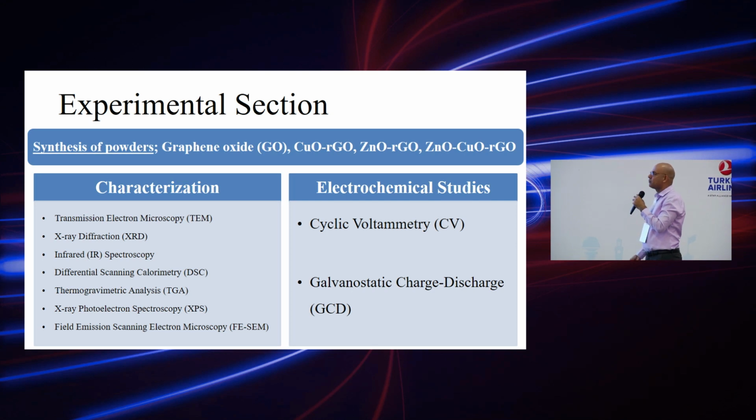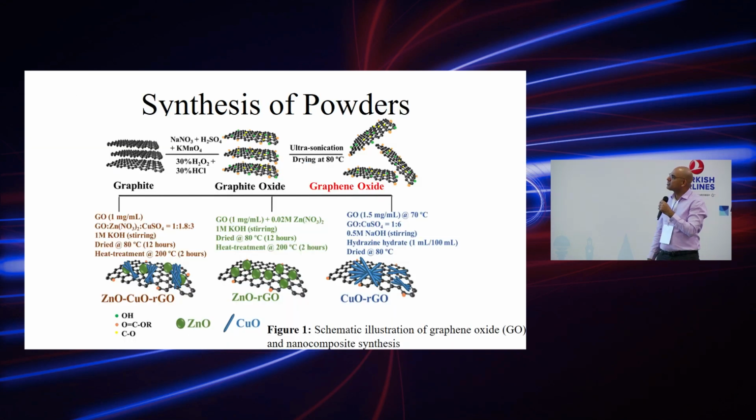After we have synthesized these powders, we are going to be using a wide range of characterization techniques such as SEM, TEM, XRD, DSC, TGA, and also XPS. And then we did electrochemical analysis. We have done quite a bit of it, but just because of the time slot, I'm only talking mainly about cyclic voltammetry and galvanostatic charge-discharge on all of those four electrodes.